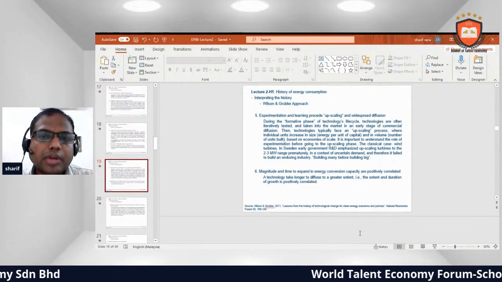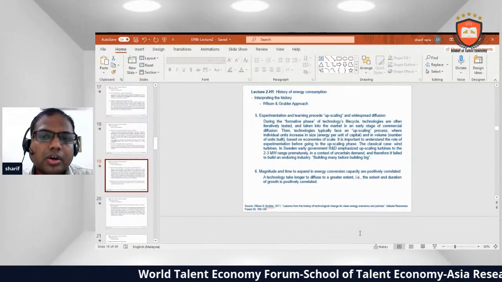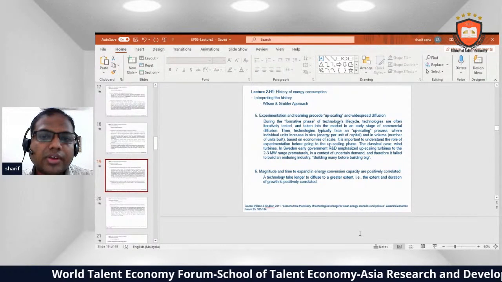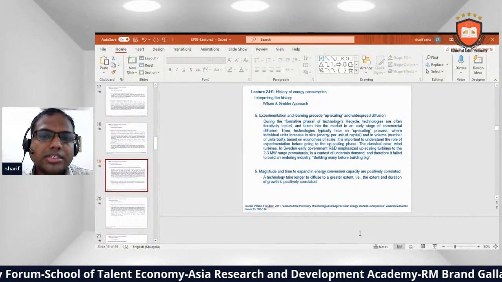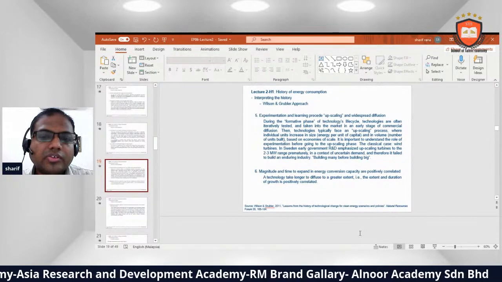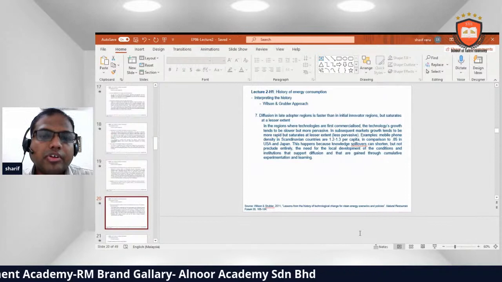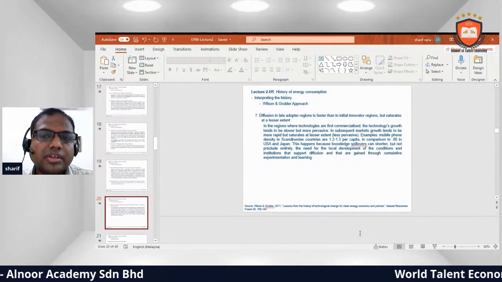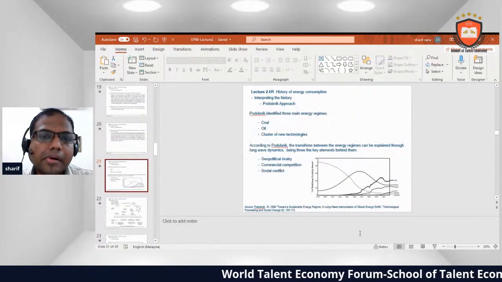Experimentation and learning precede upscaling and widespread diffusion. During the formative phases of the technology life cycle, technologies are often immature and taken into the market at an early stage of commercial diffusion. The magnitude of, and time to expand, energy conversion capacity are positively correlated. Diffusion in later-adopter regions is faster than in initial innovator regions, but saturates at a lesser extent.